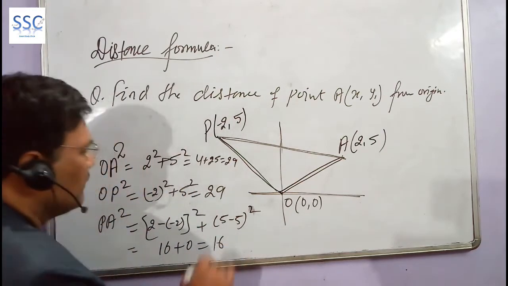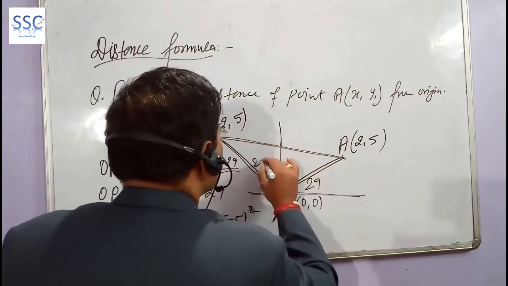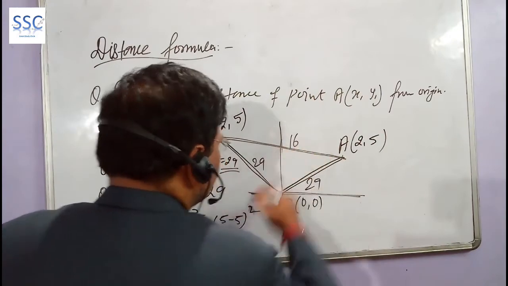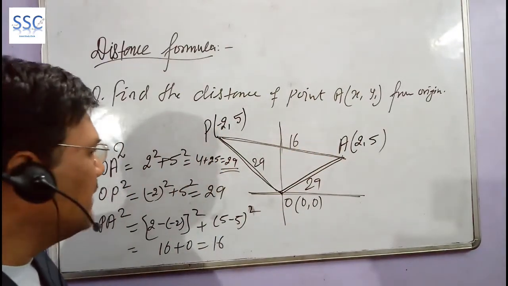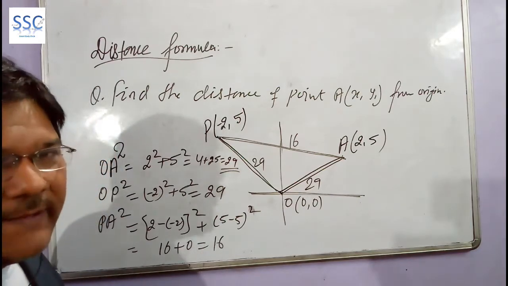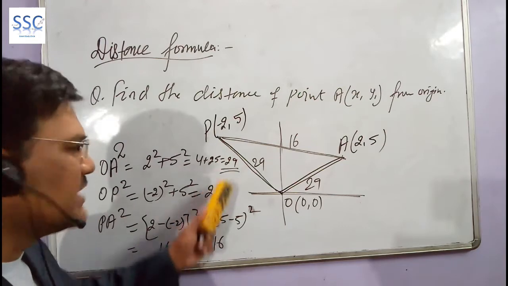Now check carefully. The first side is 29, this one is also 29, this one also 29, but this one is 16. So what can you guess? You can guess two sides are equal. So which type of triangle is OPA? That is an isosceles triangle, since its two sides are equal.